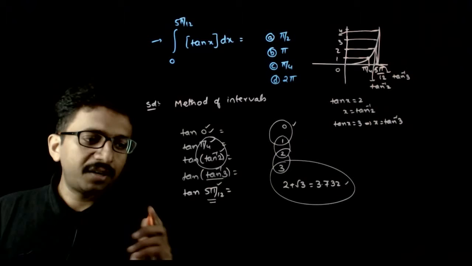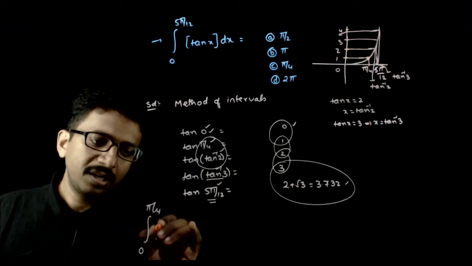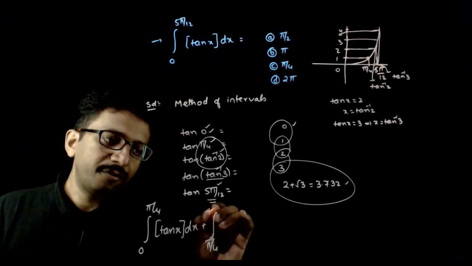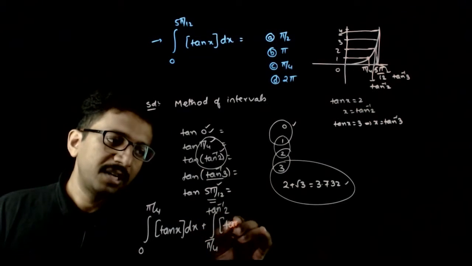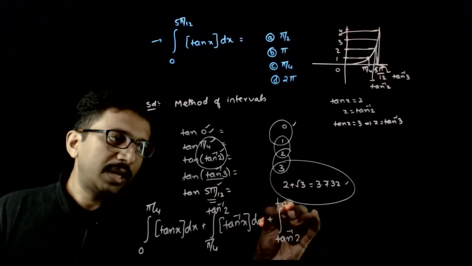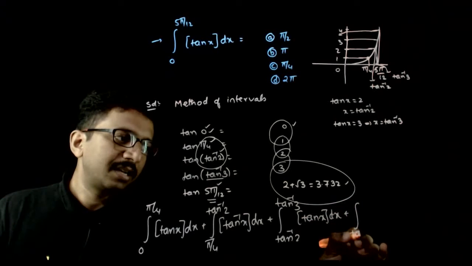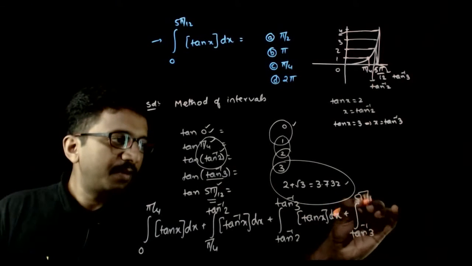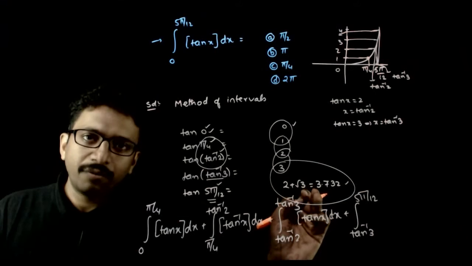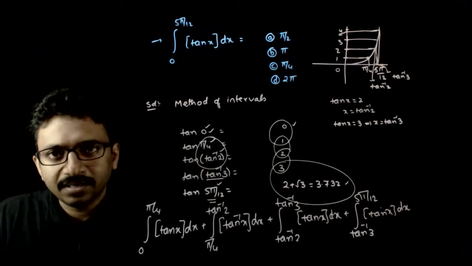Now I split this interval into 4 parts. The integral from 0 to 5π/12 of the integer part of tan x becomes 0 to π/4 integer part of tan x dx, plus π/4 to tan inverse 2 integer part of tan x dx, plus tan inverse 2 to tan inverse 3 integer part of tan x dx, plus tan inverse 3 to 5π/12, because at 5π/12 it is 3 point something, it has not attained the value of 4, integer part of tan x dx.